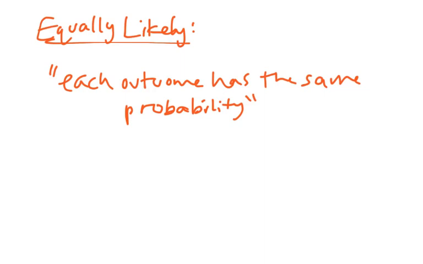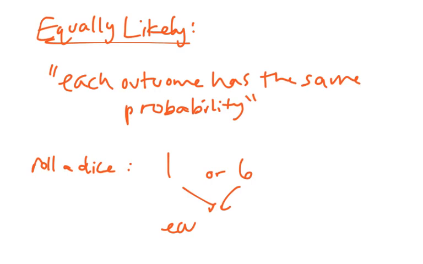Each outcome has the same probability. If I wanted to roll a dice and get a 1 or a 6, these are equally likely. I wrote that word really wrong. Equally.